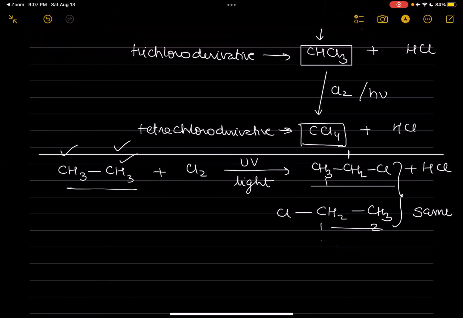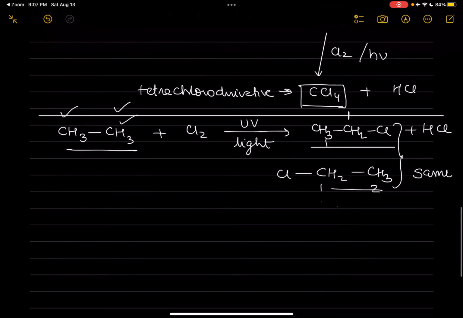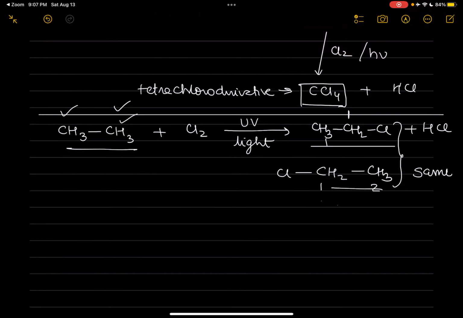Because you start your numbering from the carbon atom which is nearest to the side chain or the substituent. Is it clear? Can you explain again? Yeah, I will explain. Suppose someone may say that this is two chloroethane and this is one chloroethane. This is one and this is two. First carbon, so this is one chloroethane.